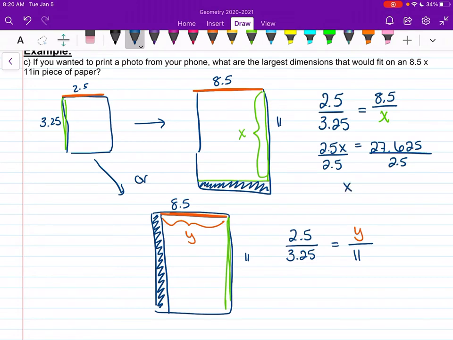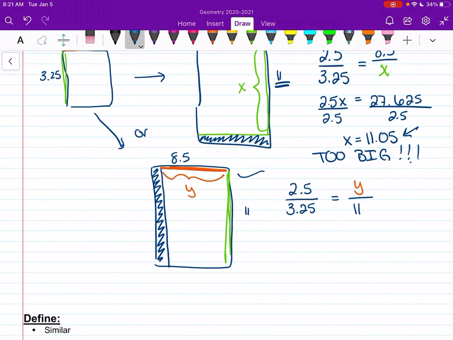And I'm going to get that X equals 11.05. Ooh, that's not going to fit. My picture is going to go off of my page. Too big. Okay, right? Because my page is only 11 inches and I have 11.05. So just a little bit too big, but almost perfect. Let's try the next option.